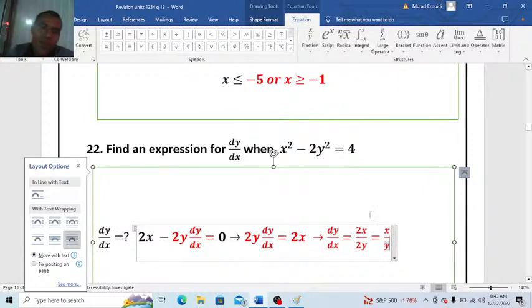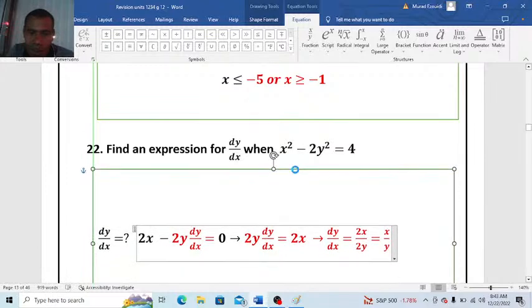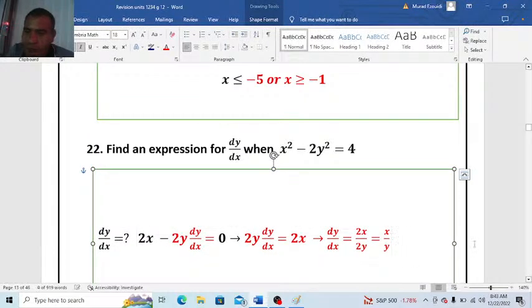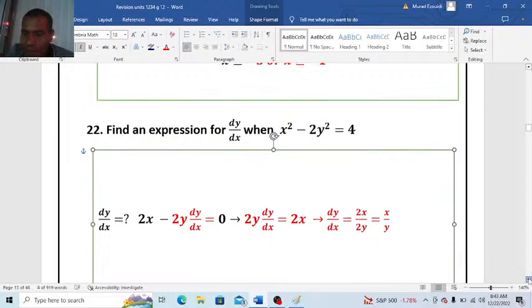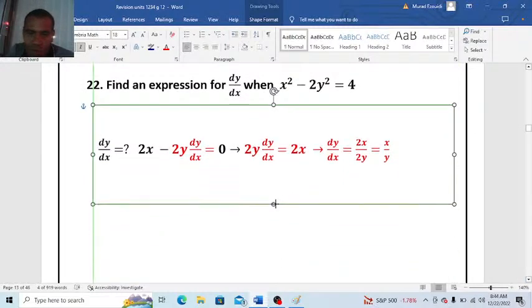If we are going to find the stationary point, learners, it's very easy. Just set y dash equals 0. Okay, when x equals 0, so therefore the x value of your stationary point will be 0.